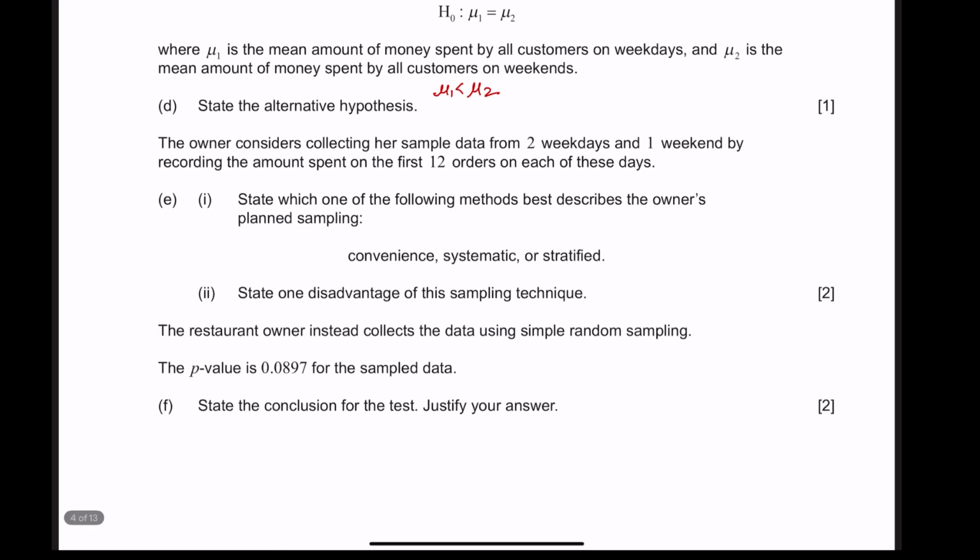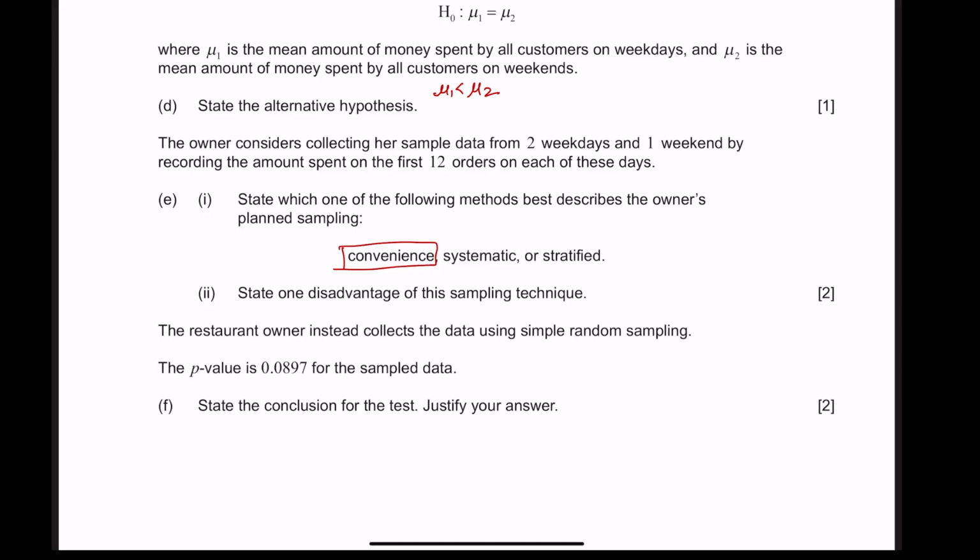Now the next part: the owner considers collecting her sample data from 2 weekdays and 1 weekend by recording the amount spent on the first 12 orders on each of these days. State which of the following methods best describes the owner's planned sampling: convenience, systematic, or stratified. It will be convenience, of course. Now, why is it convenience? Because the owner only selects the first 12 orders on certain days, right?